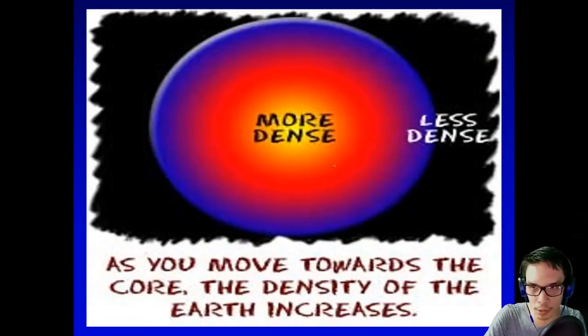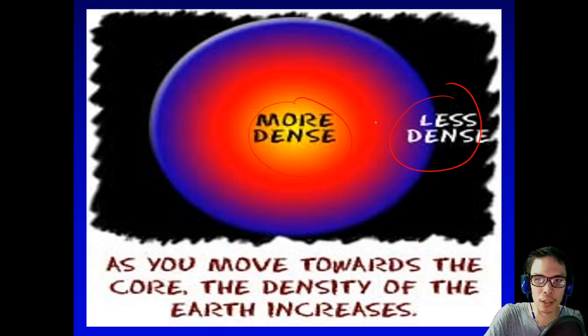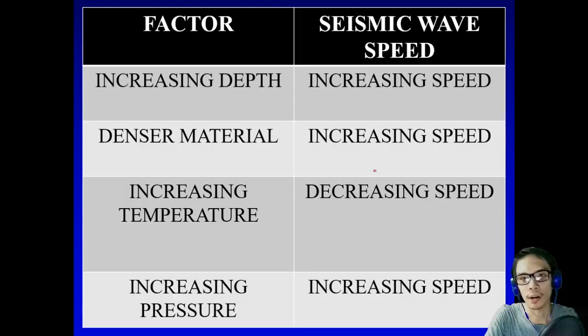It gives us the idea that as you go deeper down the Earth, the more dense it is, because there's a lot of pressure. There's a greater pressure inside the Earth than on the outside. So as you go deeper down the Earth, remember, the density of the layers increases.